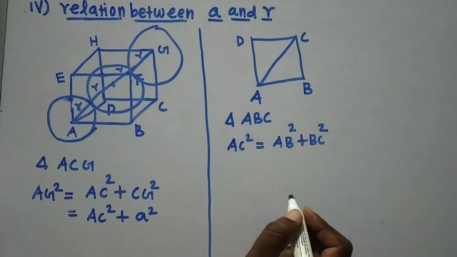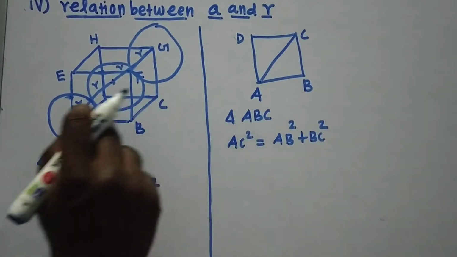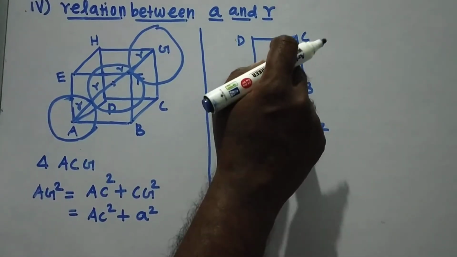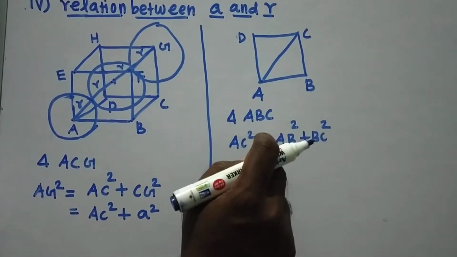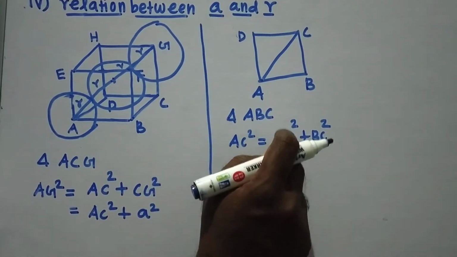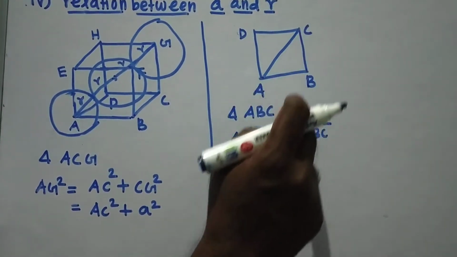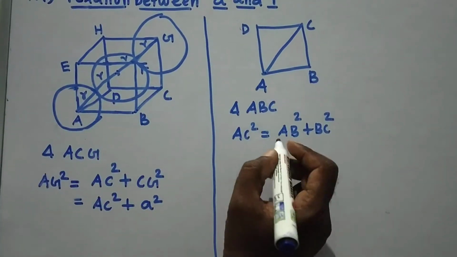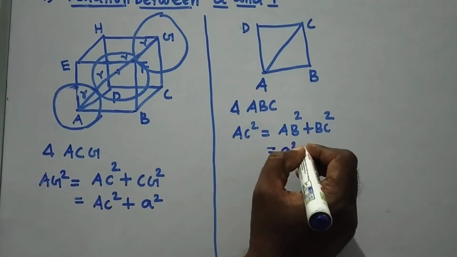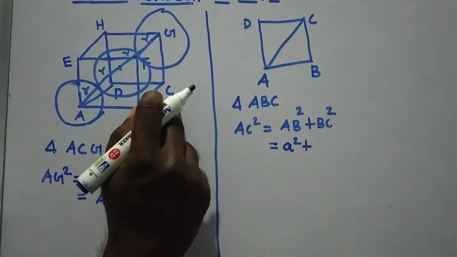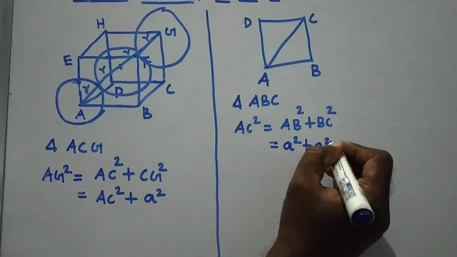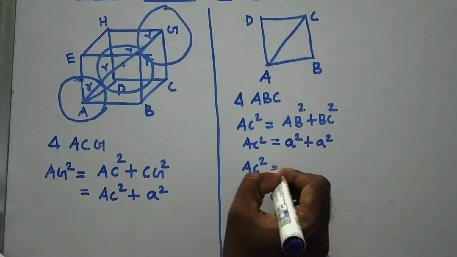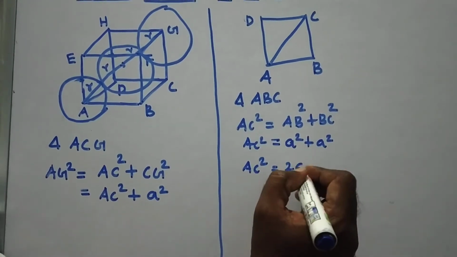Then in the right angle triangle ABC, AC squared, the hypotenuse, is equal to the sum of squares of the opposite and adjacent sides, AB squared and BC squared. AB is the length of the side, therefore it is equal to a squared. Also, BC is the length of the side, it's also equal to a squared. Therefore, AC squared is equal to a squared plus a squared, equal to 2a squared.